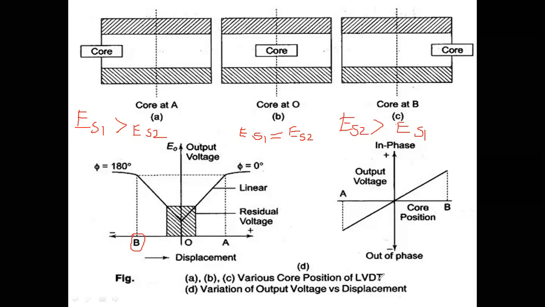This is the core position of the LVDT and the variation of output voltage with respect to the displacement of the core material. Okay, this is very important. This is the entire working, and memorizing this is also very easy. By noting this diagram as well as by drawing this graph, you will get good marks.